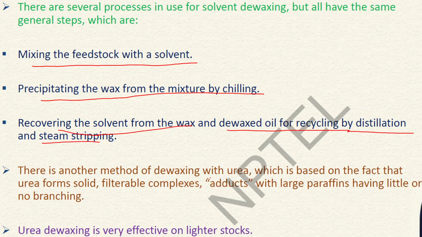There is also another method of dewaxing with urea, which is based on the fact that urea forms solid filtrable complexes, which are called adducts, with large paraffins having little or no branching. So if we use urea for dewaxing, what happens? This urea, along with the wax present in the crude oil, forms solid filtrable complexes which are called adducts. So we can simply remove them by filtration. Urea dewaxing is very efficient, very effective on lighter stocks.